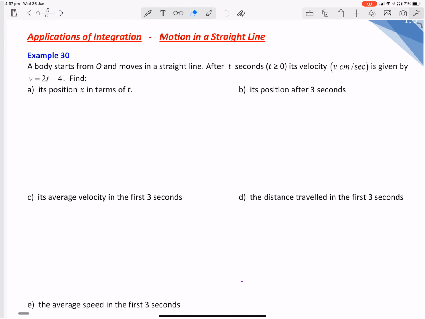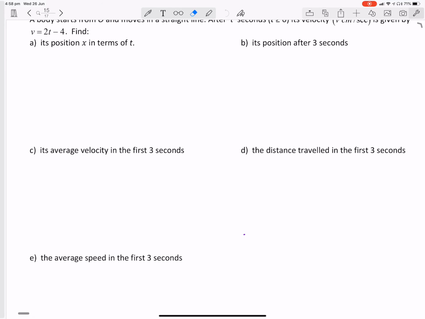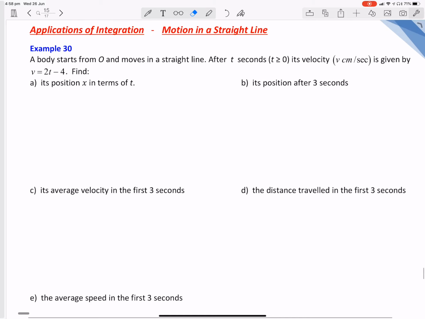Today we're going to be looking at applications of integration. We're looking at basically kinematics, which we do in specialist maths. I'm still not 100% sure whether this is part of the course or not. It's a bit debatable, but we'll go through it anyway. That way, if it does crop up, you've always worked out how to do it.